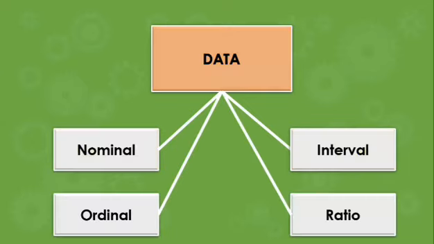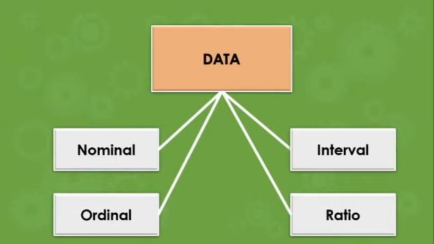Now, the second scope of statistics is data. As you can see, there are four types of data and measurement scale. We have nominal, ordinal, interval, and ratio. If we say nominal data, these are used for labeling variables without any quantitative value. It could simply be called labels.